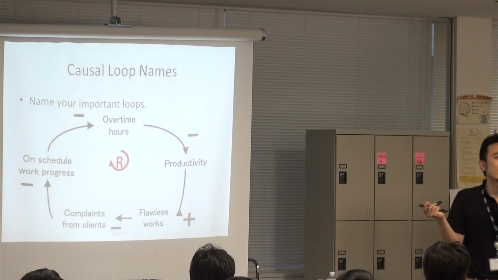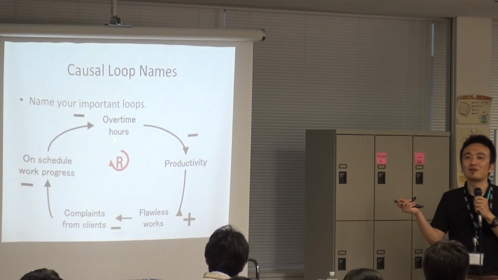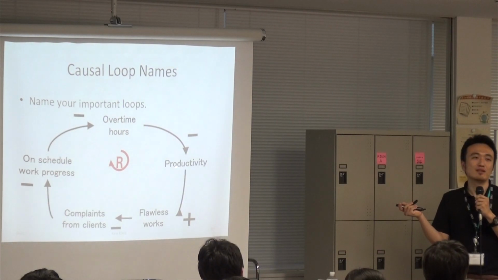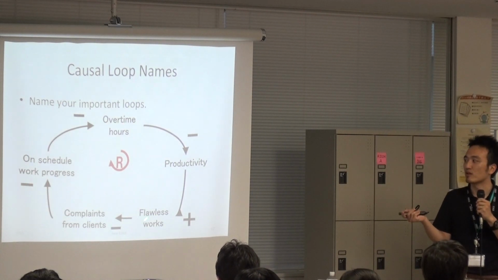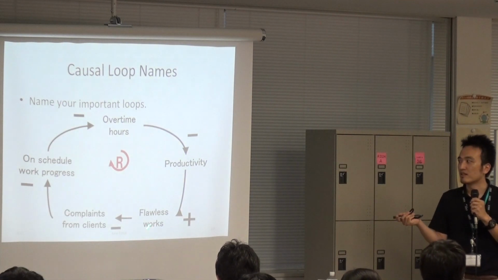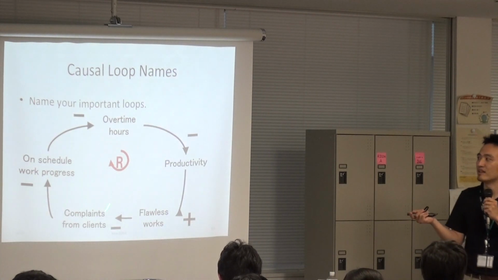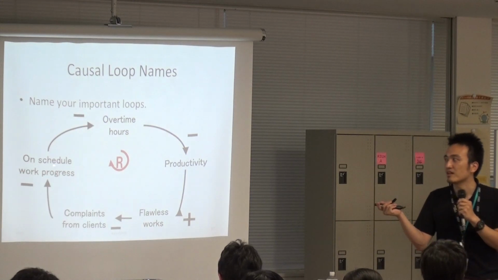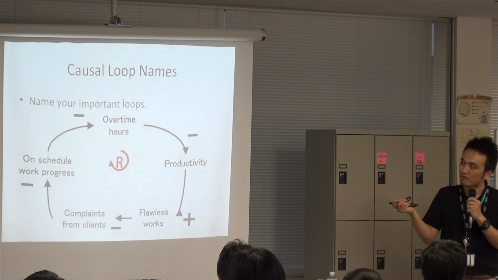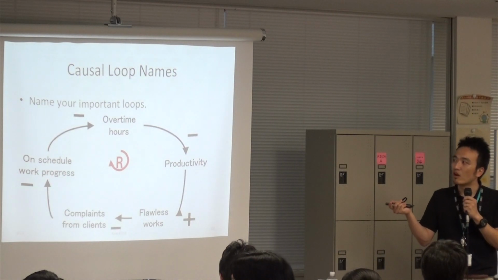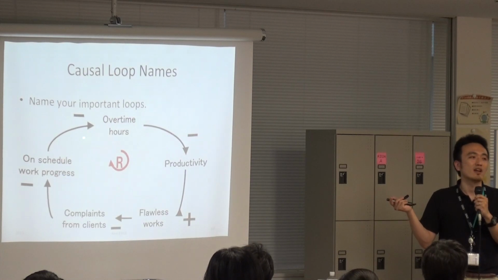Let's give another scenario. The real scenario. Okay? Overtime hours go up. What happens to your productivity? Decreases, right? And your productivity decreases, flawless work decreases. Flawless work decreases and you get more complaints, right? And then you're getting more complaints and your on-schedule work progress goes down. Yes, right. Goes down. And on-schedule work progress goes down and you have more overtime hours.